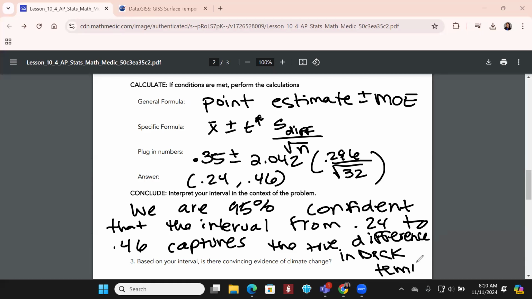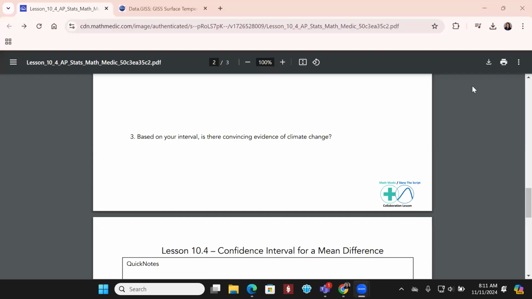Wow. Progressively getting worse. We are not. Is there convincing evidence of climate change? Plot twist. Yeah. I know, right?